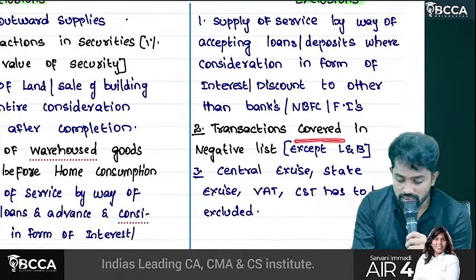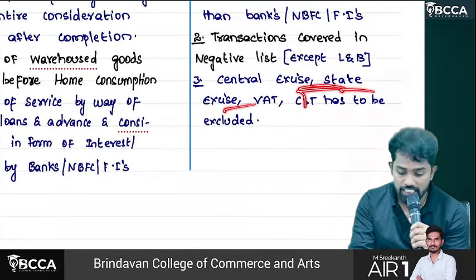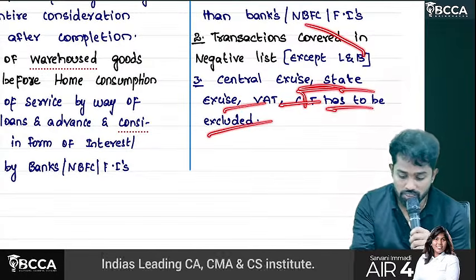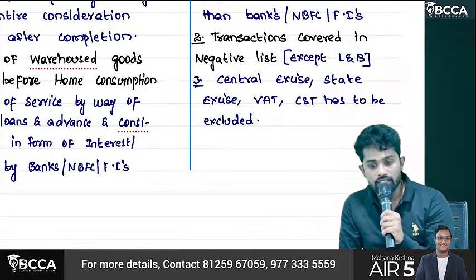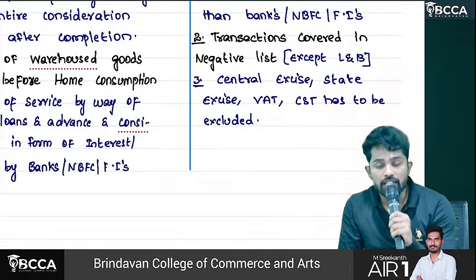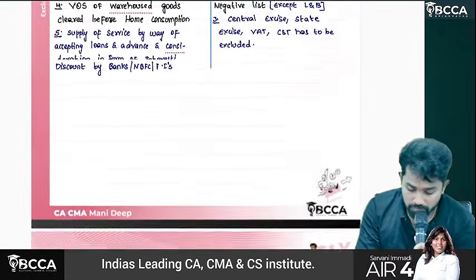Then transactions covered in the negative list, and then if any central excise, state excise, VAT, CST, all those also have to be excluded. So transactions covered in the negative list, and central excise, state excise, VAT, CST have to be excluded. Okay, so these things.